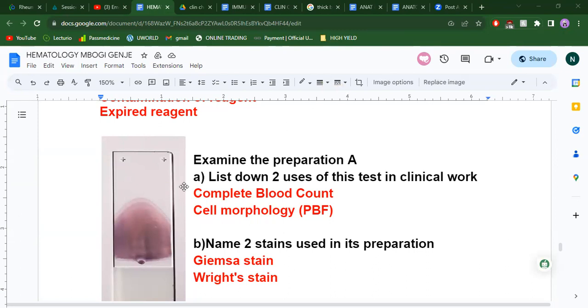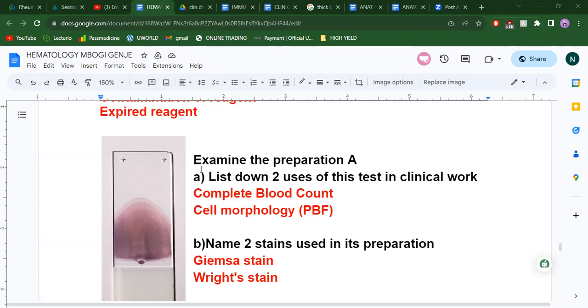Because in the thin, when you see it in a light microscope, you'd see the morphology. So if it's Plasmodium falciparum, you remember we said the headphone appearance, you'd be able to see it. Parasitemia, thick. Yeah. Thank you.